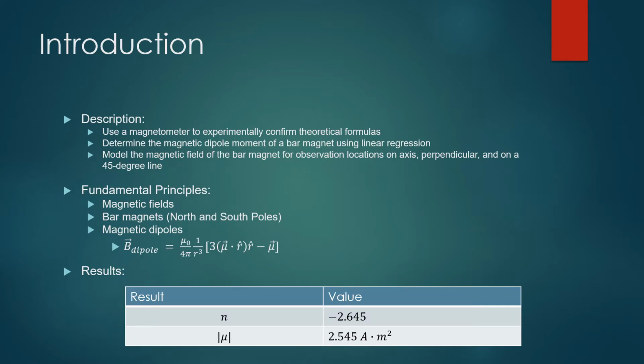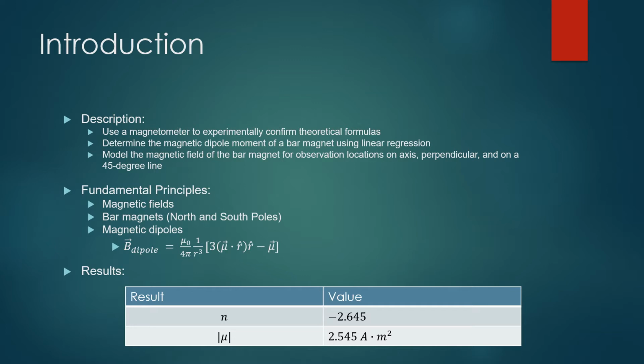So in this experiment, we were asked to use the magnetometer application as well as a bar magnet to experimentally confirm theoretical formulas. We also determined the magnetic dipole moment of the bar magnet using a linear regression technique. And finally, we modeled the magnetic field of the bar magnet for observation locations on axis, on a perpendicular axis, and on a 45-degree axis.